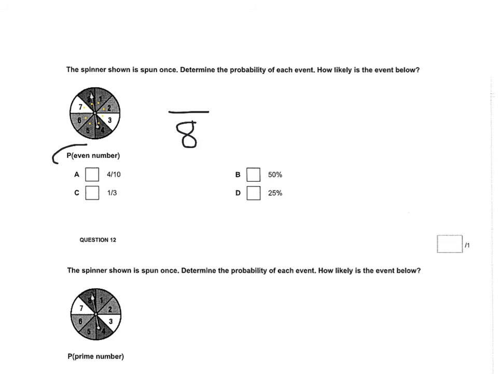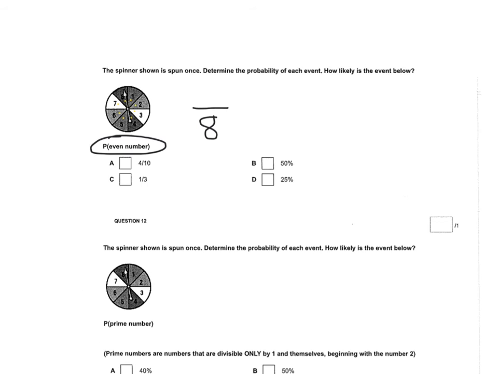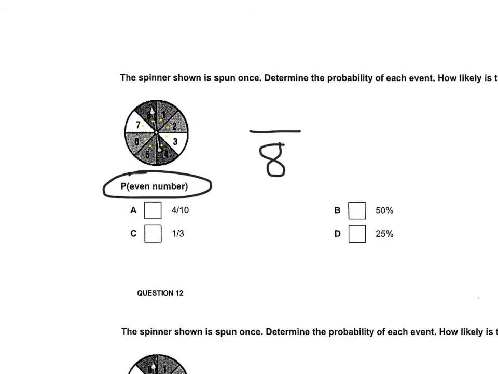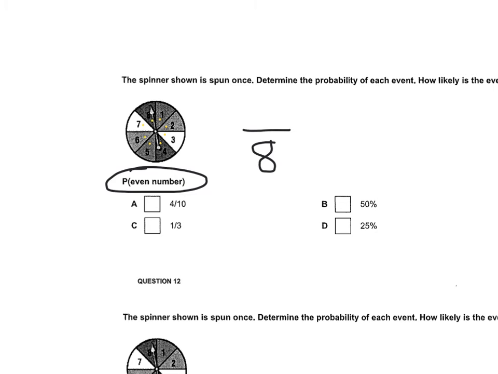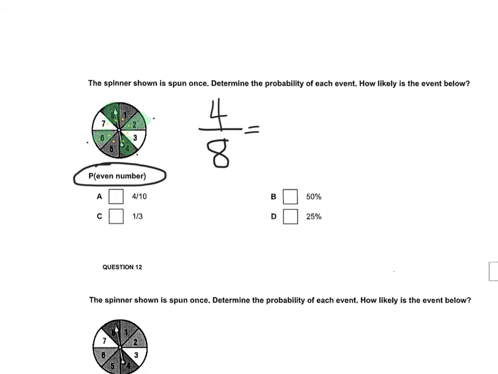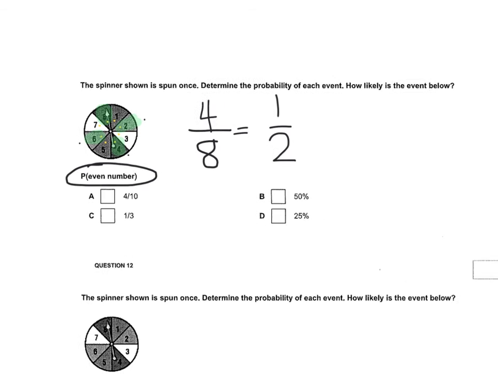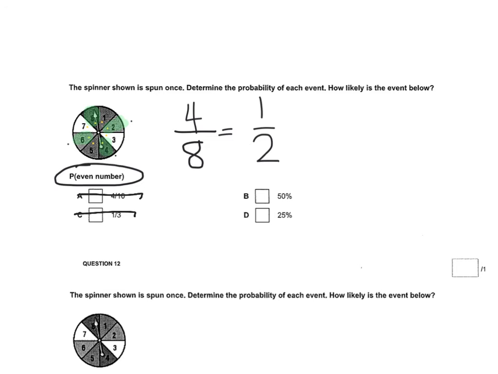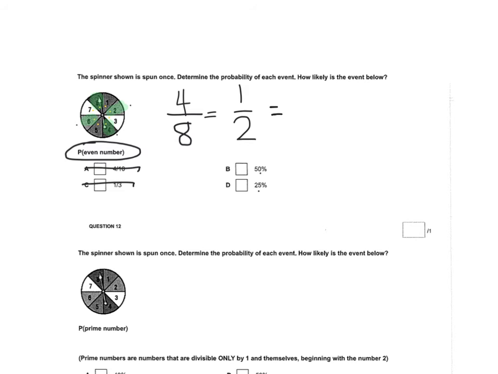And the probability of landing on an even number. Okay, so the total is 8, and then the probability of an even number. So how many even numbers are there? So we got 2, 4, 6, 8. So altogether that would be 1, 2, 3, 4. So 4 out of 8 are even numbers, and if we reduce that, which we have to, would be 1/2. So it can't be this one, can't be this one. Either 50% or 25%. Think about what 1/2 would be as a decimal. If you need to do that, you can do that.